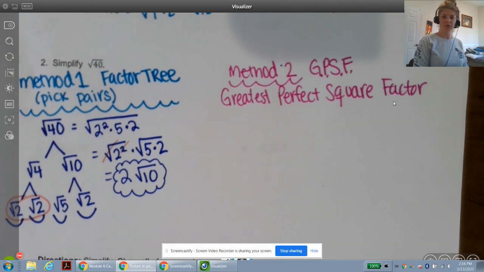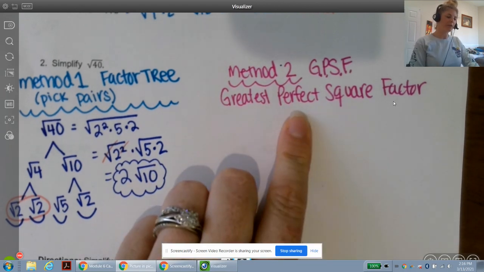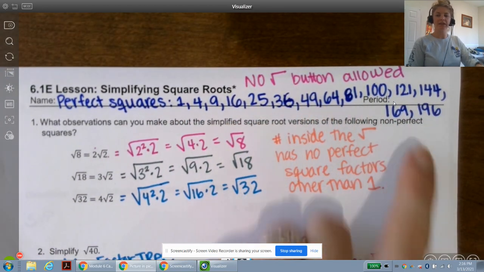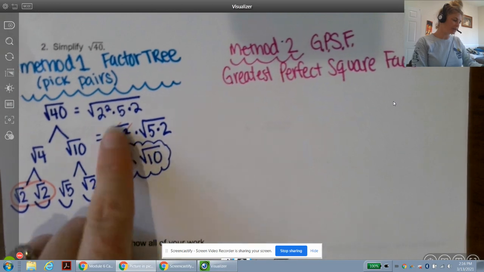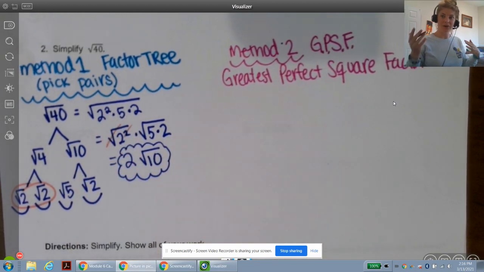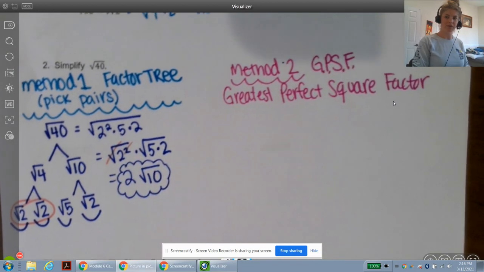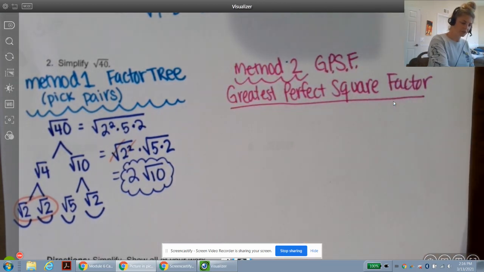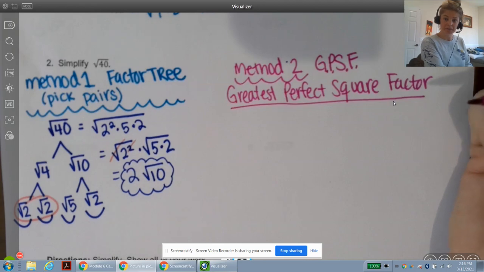So when we're looking at the greatest perfect square factor, just kind of like the greatest factor of a number, we're thinking about the biggest number that goes into them, but we want to think about perfect squares. So these are the numbers we want to think about going into the number always, so we can break it up into a number being squared. Square roots and squares are inverse operations so that they would cancel out. Okay, so greatest perfect square factor, the GPSF.